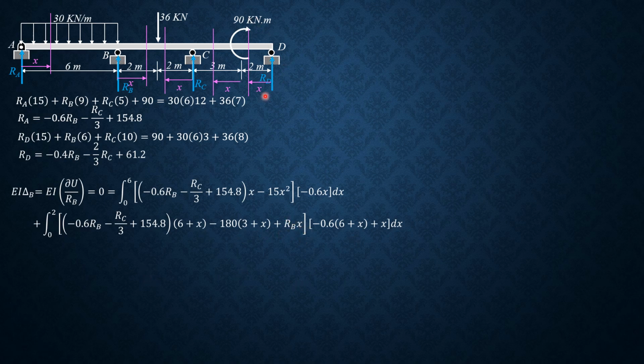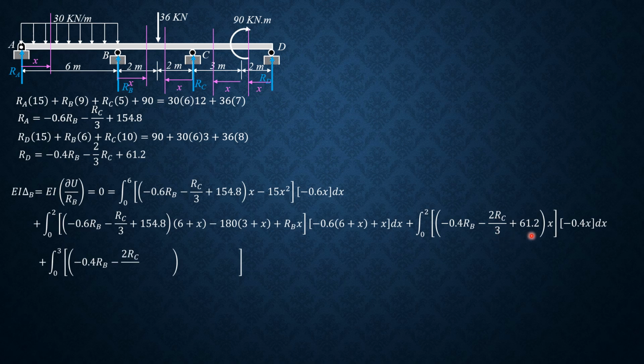Plus next in this section, integral from 0 to 2 of quantity negative 0.4 RB minus 2/3 RC plus 61.2 times X, and derivative with respect to RB is negative 0.4 of X dx. Then in this section, plus integral of negative quantity 0.4 RB minus 2/3 RC plus 61.2 times 2 plus X minus 90. Derivative with respect to RB, negative 0.4 of 2 plus X dx.